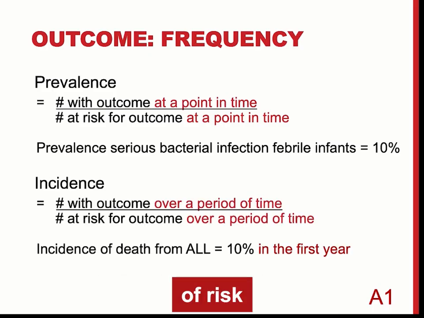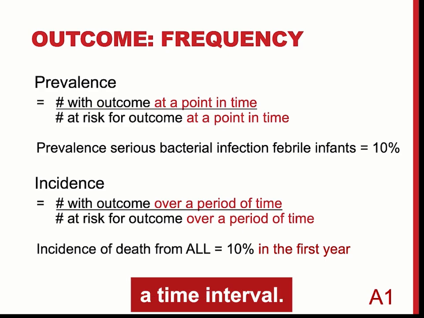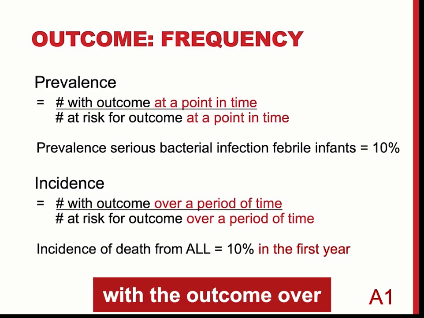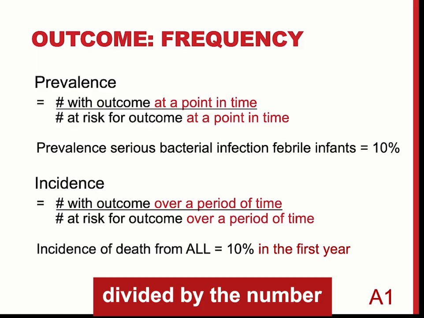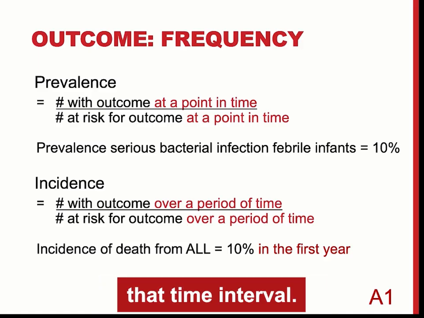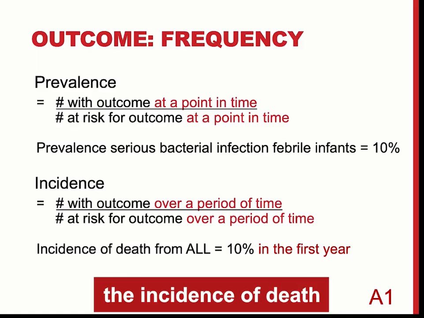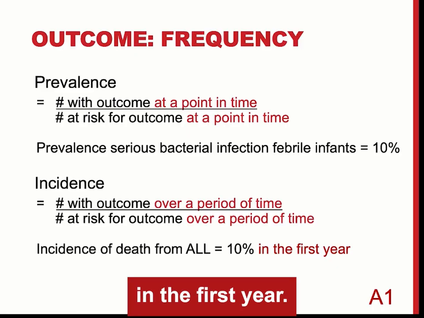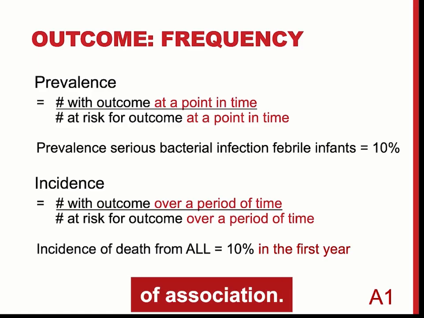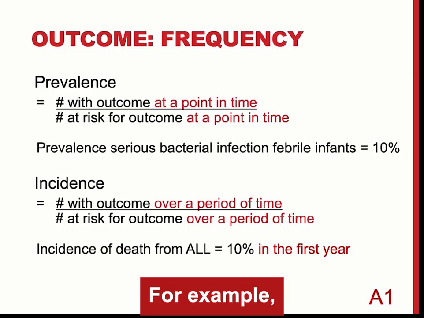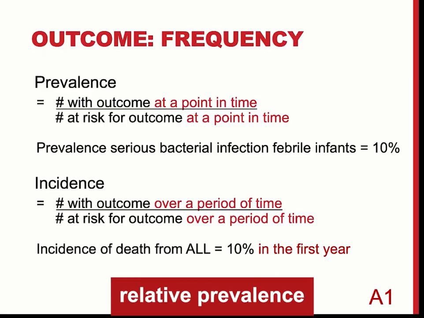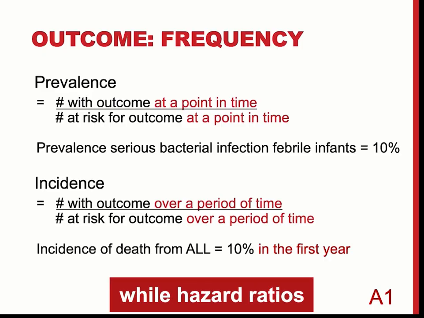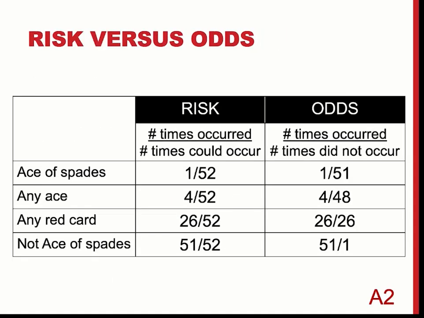Incidence is a measure of risk which includes a time interval. Incidence is the number with the outcome over a specified time interval divided by the number at risk for the outcome over that time interval. For example, the incidence of death from acute lymphoblastic leukemia is 10% in the first year. There are measures of the magnitude of association that are paired with each of these measures of frequency of association. For example, relative risk measures a relative prevalence, while hazard ratios measures a relative incidence.